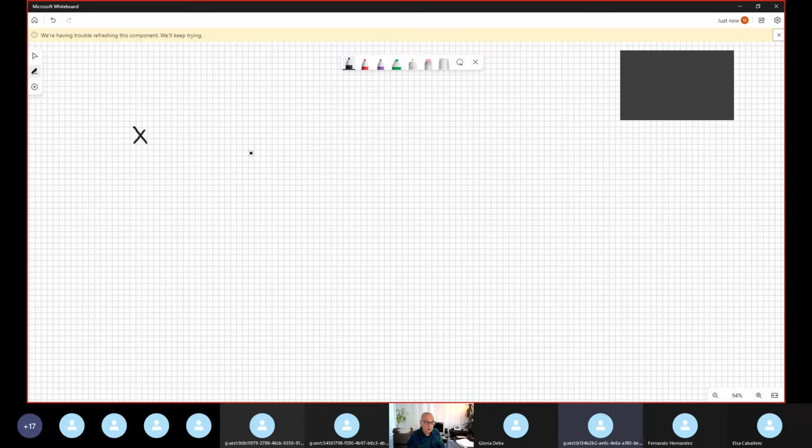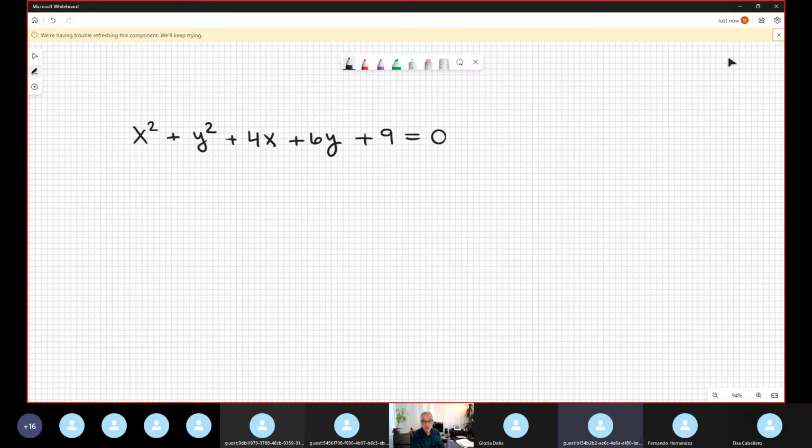Suppose another example. Okay, similar: x squared plus y squared plus 4x plus 6y plus 9 equal to 0. Wow, this is a classical example. You never see in the test the equation of the circle expressed in standard form. No, I am a bad guy. I give it to you in general form, and you need to modify it to standard form.